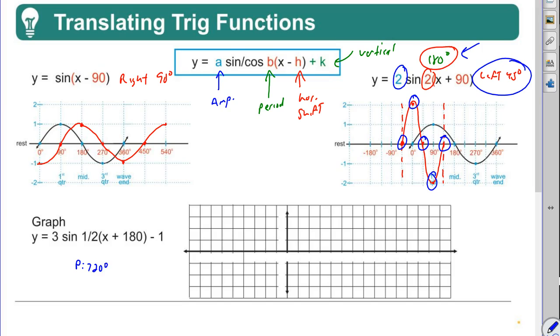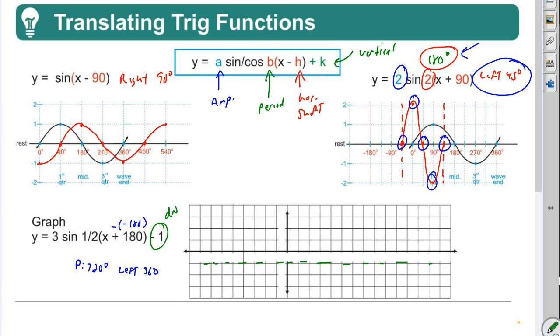What else is also important is the shift. And this thing is shifted to the left, right? Because this is really a negative 180. And then you got to divide the 180 by 2. So this is left 360 degrees. In addition to that, we are shifted down 1. Okay, so this is going to be the down 1.